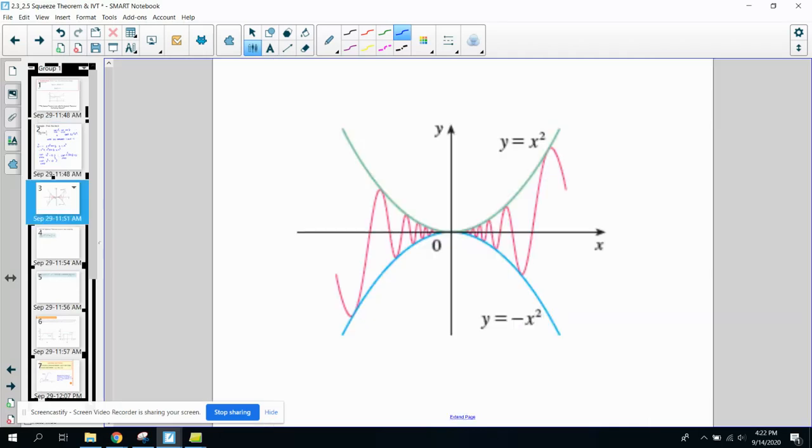And here's what the graph of this looks like. So here's your x squared function, here's your negative x squared function, and this is our sine 1 over x function, this red one. And we can see that at this point of 0 here, they all are going to have a y value of 0.